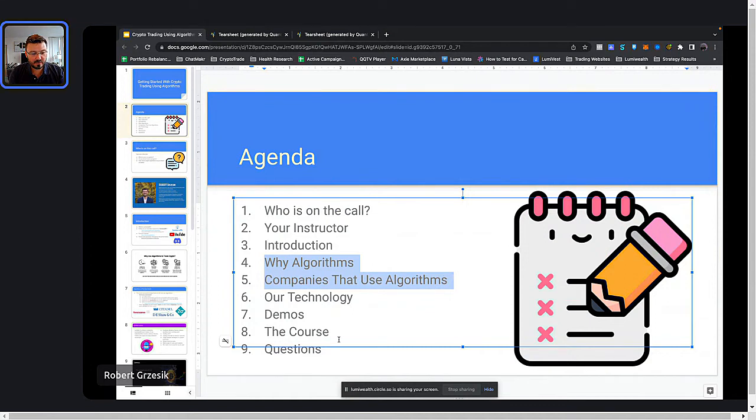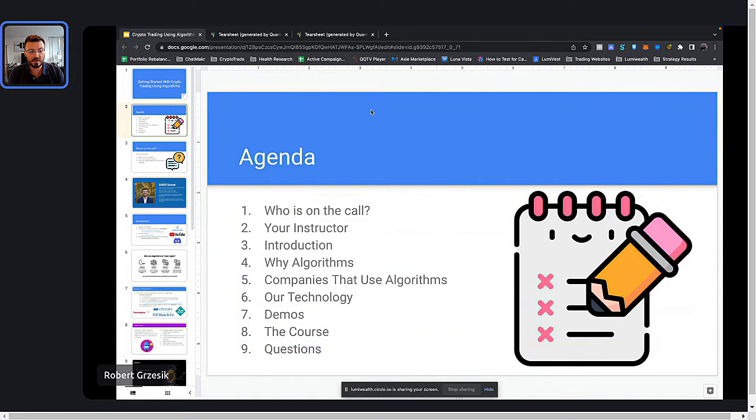Then we'll talk a little bit about our technology, and then the fun stuff will go into the demos. I'll show you guys a bunch of demos of some of our algorithms so you can see how they all work. All right.